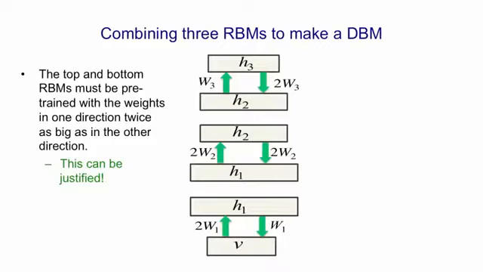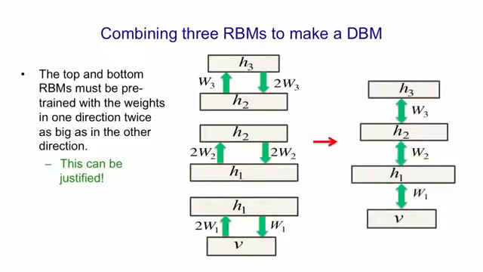After having trained these three restricted Boltzmann machines, we can then combine them to make a composite model, and the composite model looks like this. For the restricted Boltzmann machine in the middle, we simply halved its weights. That's why they were 2W2 to begin with.